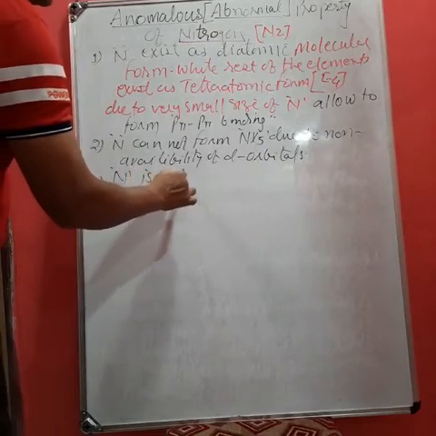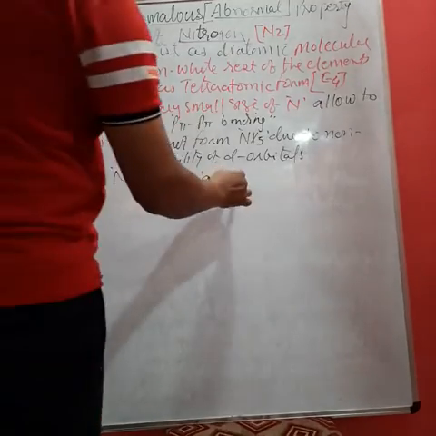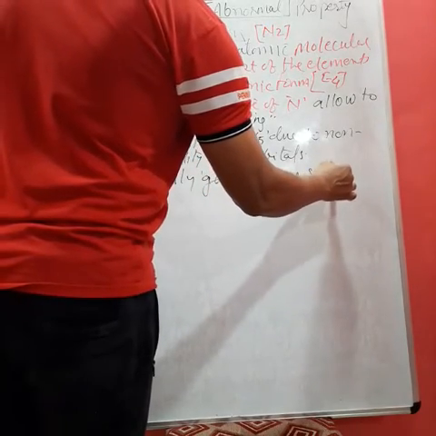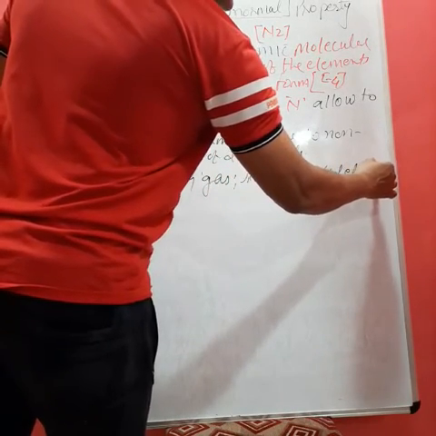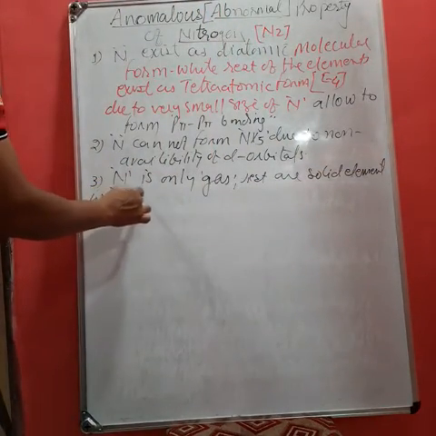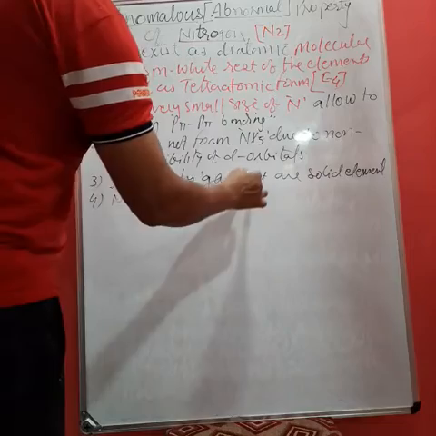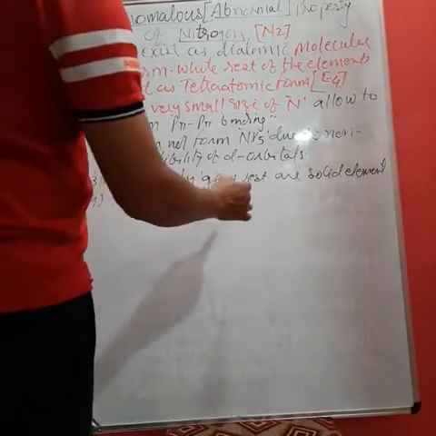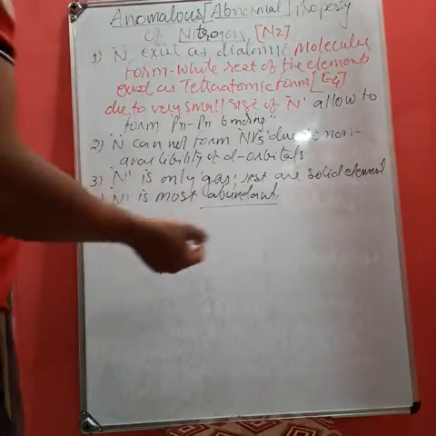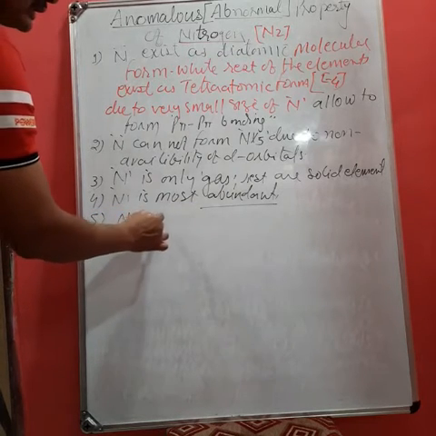Nitrogen is the only gas, so it becomes also an anomalous property. The rest of the elements are solid elements. Nitrogen is most abundant, 71% of volume, while the rest of the elements are least abundant.